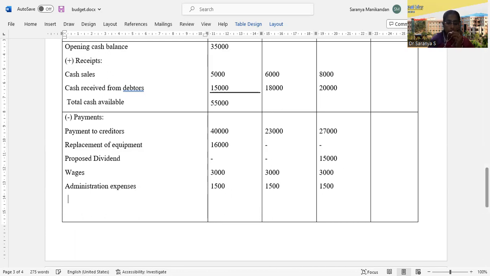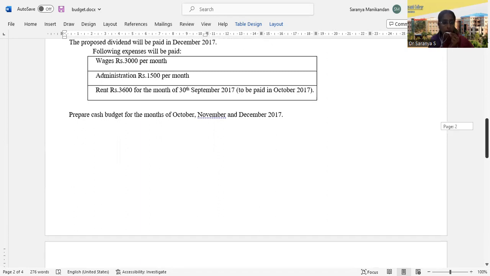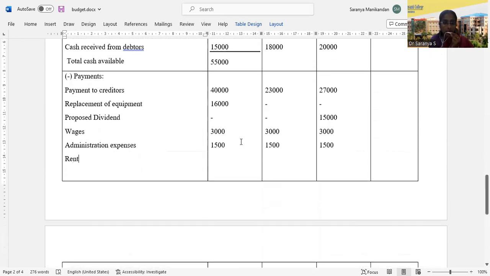Okay, and we have one more item that is about rent. So here, the last item, rent 3,600 for the month of September to be paid in October 2017. So September is not into our consideration for the budget preparation, but then we are paying the September month rent in the month of October. So we are writing rent 3,600 only in the month of October. So November and December column, we will put nil.